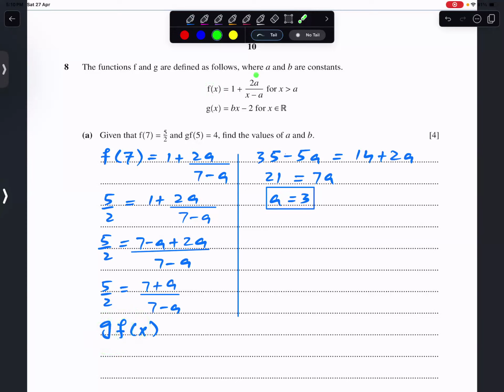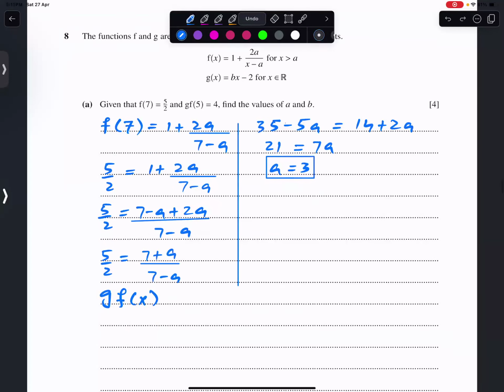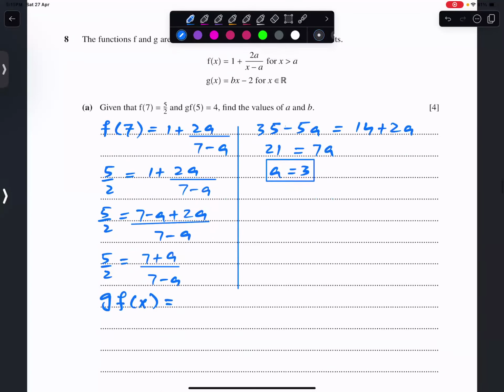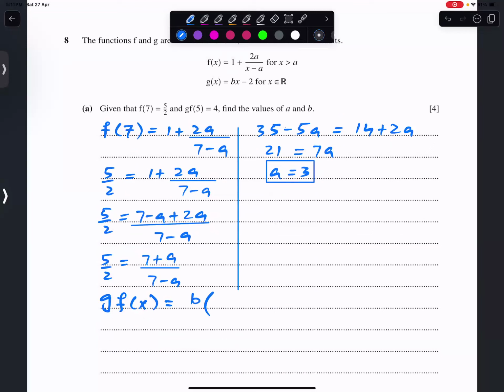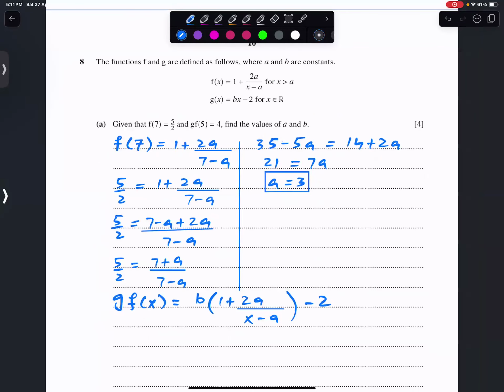So what is your f? This is your f, Ahmed. So you will put this f here in x. In that way, you will find g of f. So g of f will be b times 1 plus 2a divided by x minus a, minus 2. I hope you have understood this, children, what do you think?